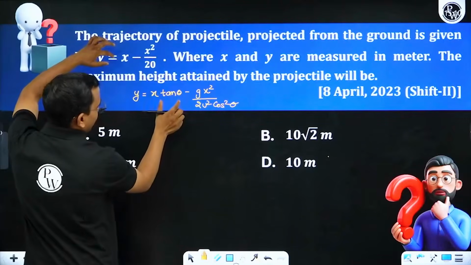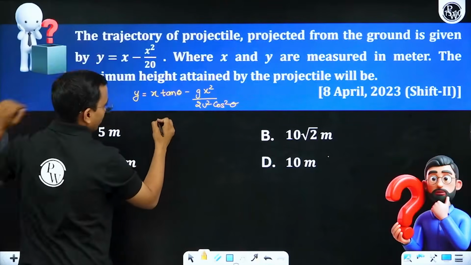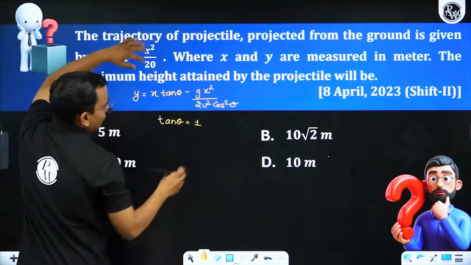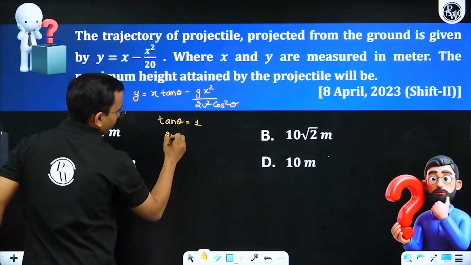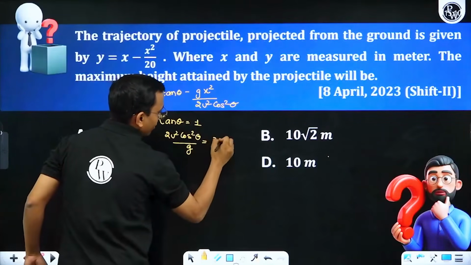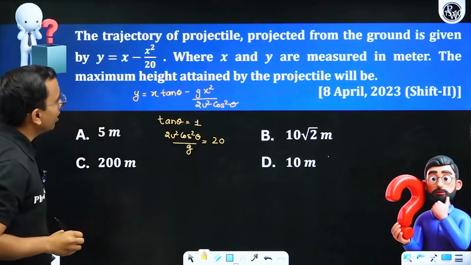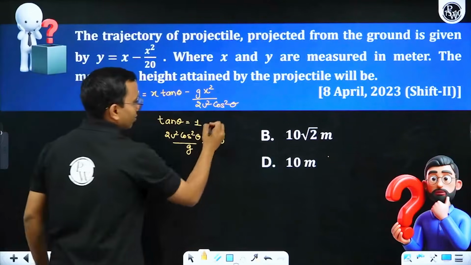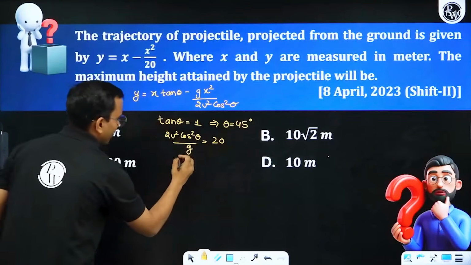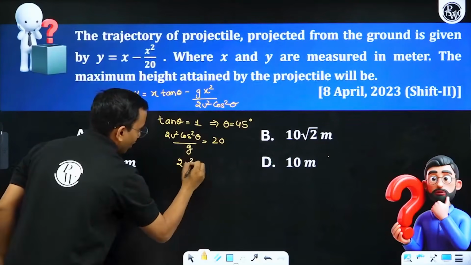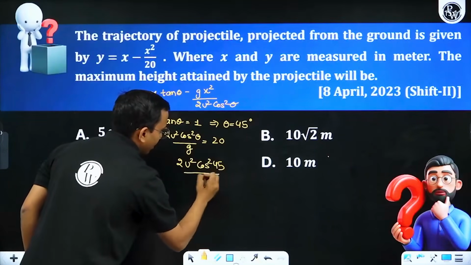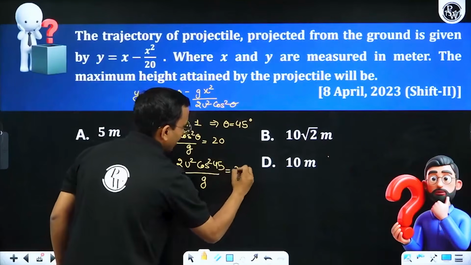Let us match it now. X variable, x coefficient is tan theta. Here that is 1. So, I will say tan theta is 1. With x square it is 1 by 20. So, I will say 2u square cos square theta by g is 20. Now, tan theta is 1 means theta is 45. If theta is 45, so it will become 2u square cos square 45 by g. This is 20. Now, h max.